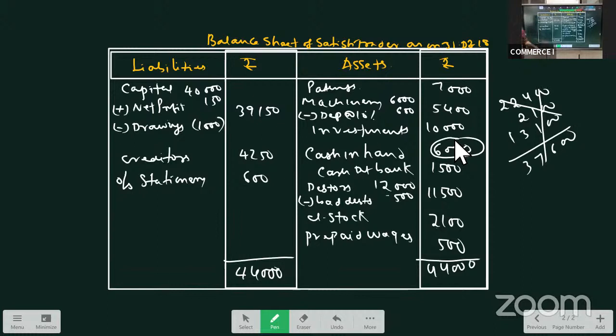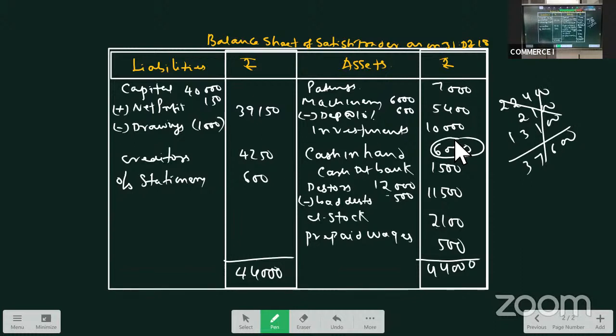because we prepare the balance sheet on an accounting equation. What is the accounting equation? Asset is equal to capital plus liability. Okay, hope you have followed this. Then we'll take one more question.